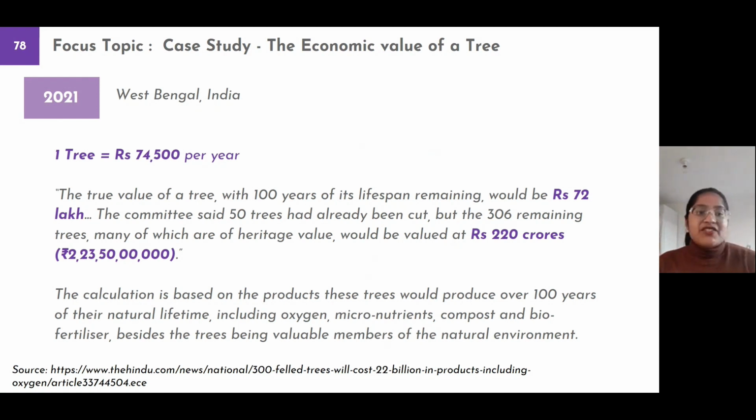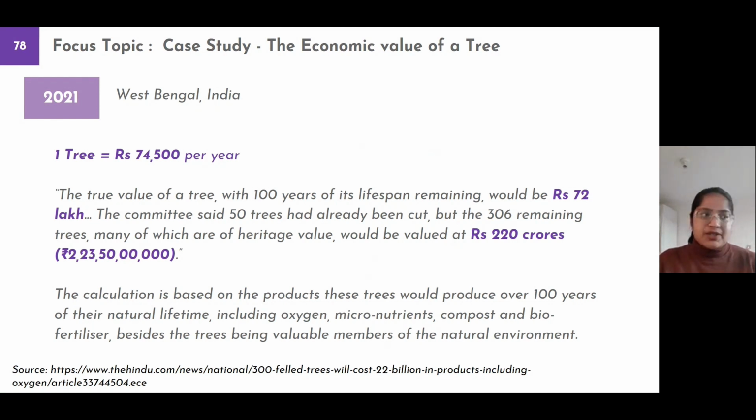And the committee said that since 53 have already been cleared, the remaining 306 trees, many of which have heritage value because they are older than a certain number of years, are valued at rupees 220 crores. That is, for cutting of these trees, the government should pay a price of 222 crores.